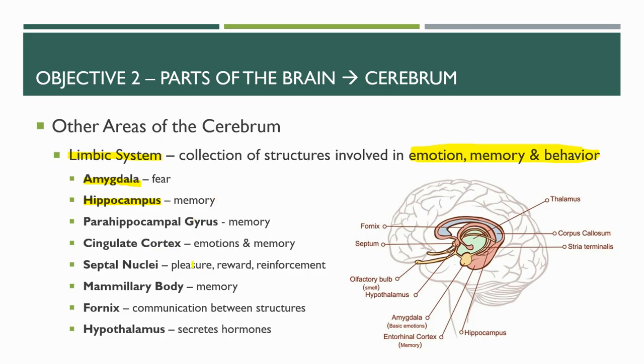You can see that there's some other parts here. There's like some communication connectors. Here we see the hypothalamus. We're going to take a look at that as well. And there's some other portions. But all of this together, the whole limbic system, is all about emotion, memory, and behavior.